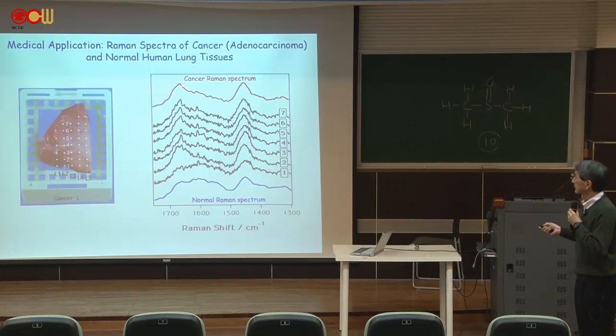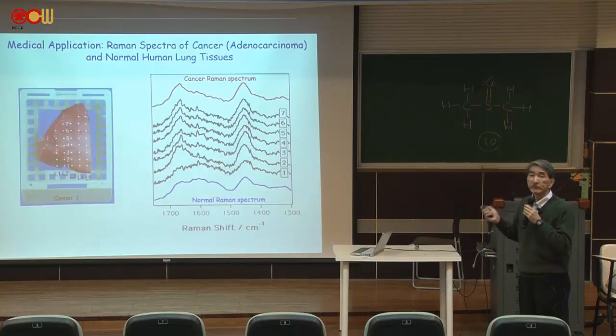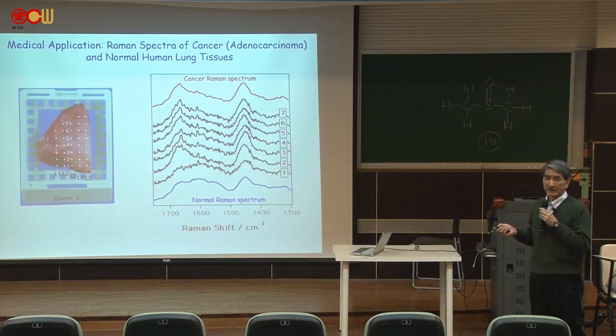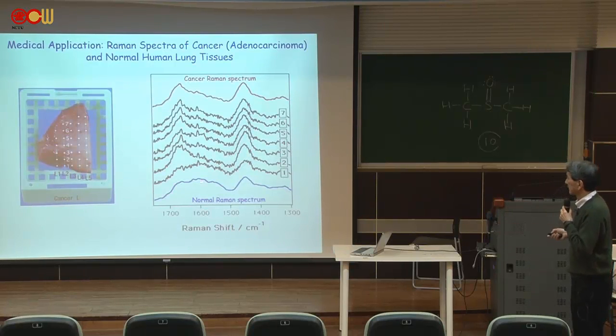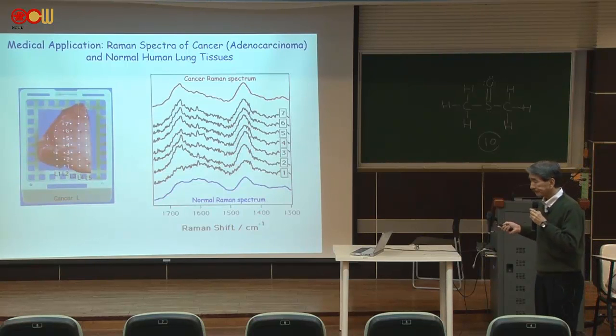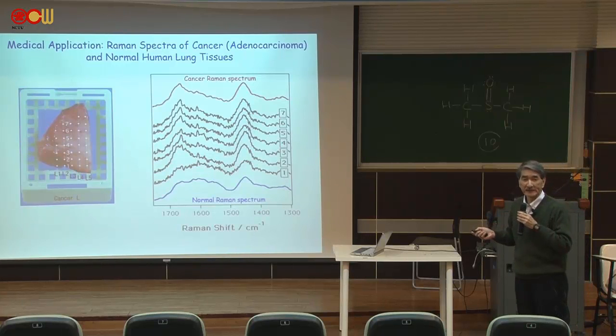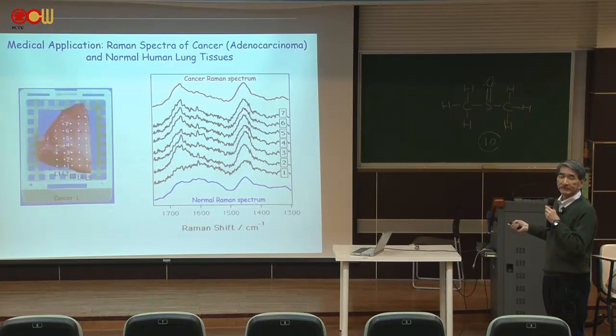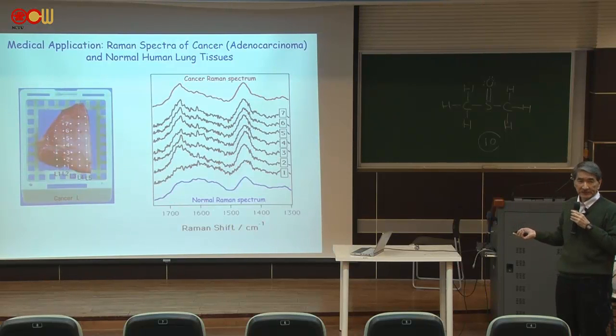And the difference comes from the fact that in the cancer Raman spectrum, you have a stronger band, that amide 1, as I mentioned. The amide 1 comes from the protein. So that means in the cancer tissue, there is more protein content. So if the cancer is generated in the lung, the cancer cell produces a lot of proteins. And then the protein is more rich in the cancer Raman spectrum than in the normal Raman spectrum.